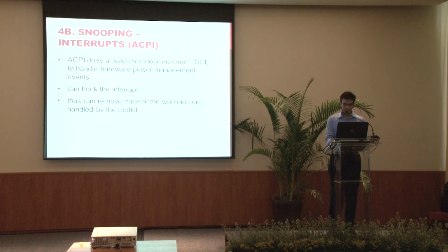We talked about ACPI power events before. ACPI does a system control interrupt, SCI, to handle hardware power management events. This can happen if your CPU is going from a particular state to another, a lower power state, or it is going into sleep. And then you can hook the particular interrupt. And then if you've only stolen one core, and you don't want the OS to notice any hardware power events on the core, you can remove trace of the working core by the rootkit.